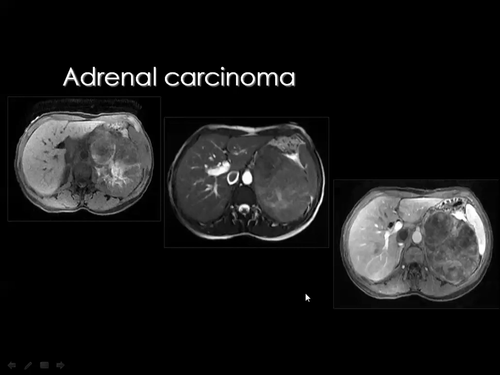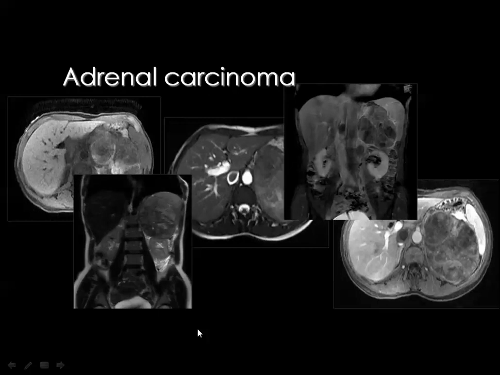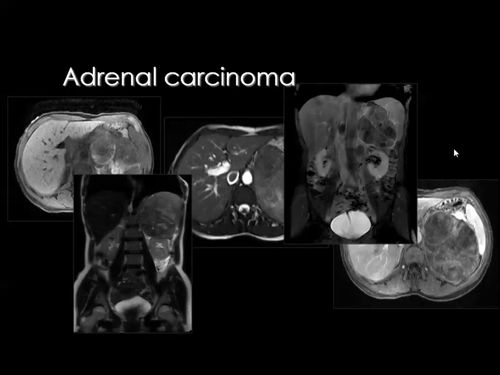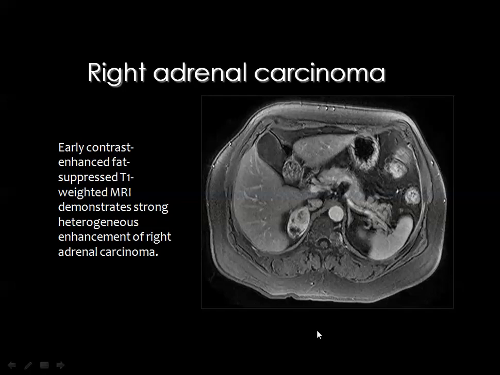Here, you see a big tumor in the left adrenal region. This is the T1 weighted image, the T2 and the T1 post contrast showing heterogeneous enhancement. And the coronal images confirm that the tumor is outside the kidney. It is above the kidney and is quite separable from the kidney. And in this example, you see a mass in the right suprarenal gland and the differential diagnosis as I have mentioned.